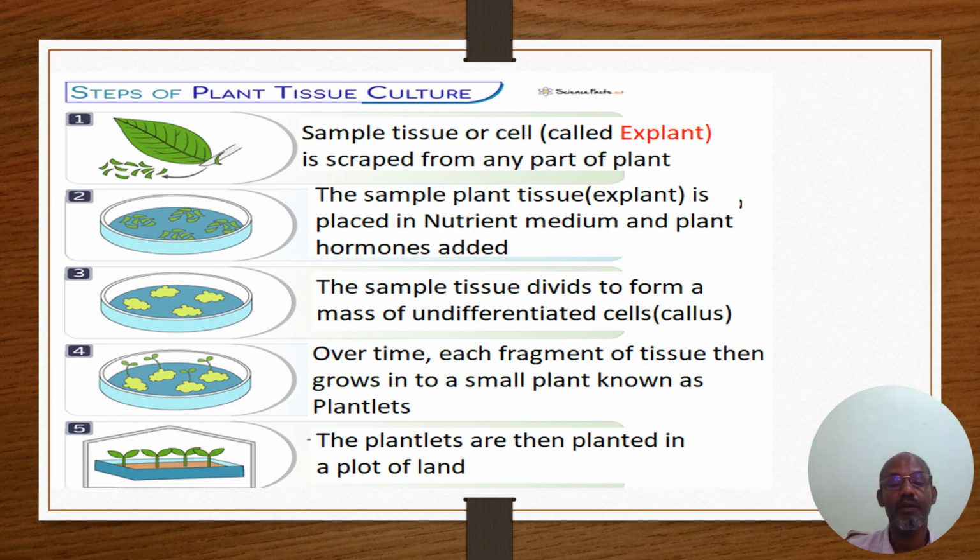Over time, we fragment it: the callus is divided and each fragment put in a new nutrient medium with hormones that facilitate cell division, differentiation, and elongation. Then each fragment of tissue grows into a small plant known as a plantlet. The plantlets are then planted in a plot of land, a field, or a greenhouse, usually a greenhouse.